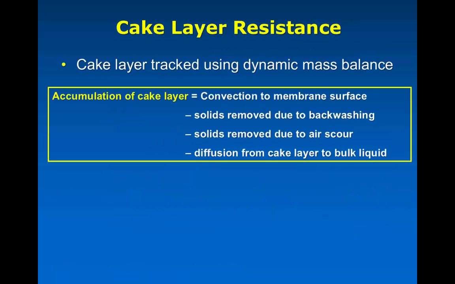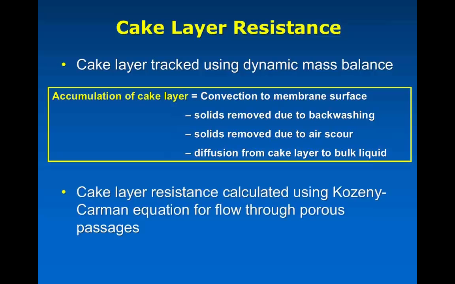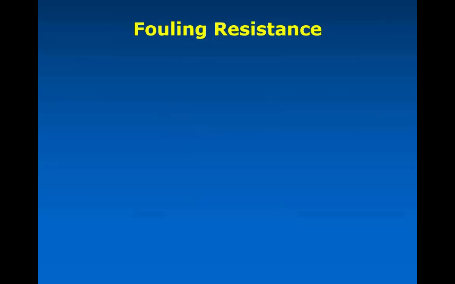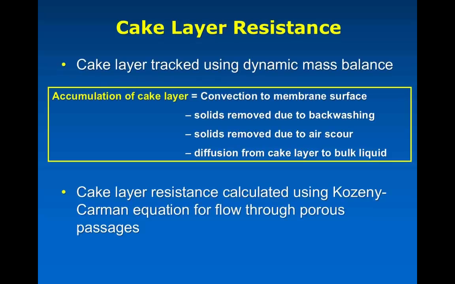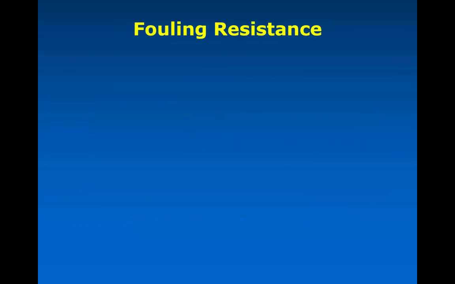So we have a little bit of a model there to model that cake layer. As I mentioned, it's the stuff that comes onto the surface because we're filtering it out. It could knock back off with backwashing or scouring, or just diffuse back into the system. We can then figure out what the flow is by taking that resistance series model and putting it into a flow model. Pardon me, I jumped ahead there: this Kozeny-Carman equation figures out the flow through a porous media, and we use the resistance that we've calculated earlier.